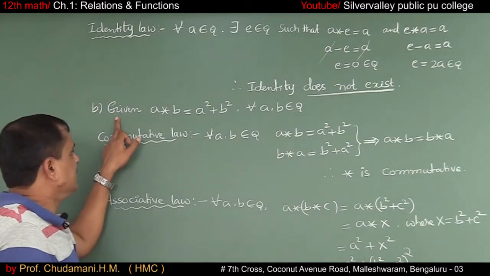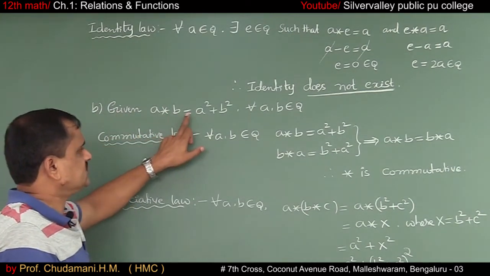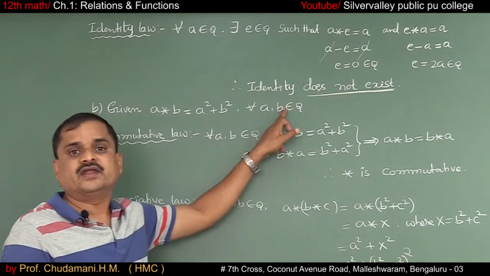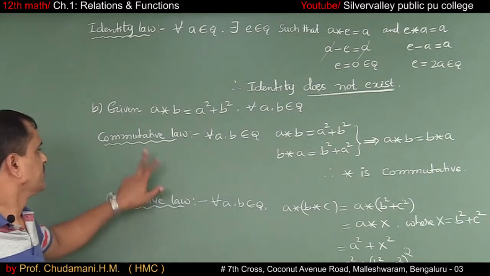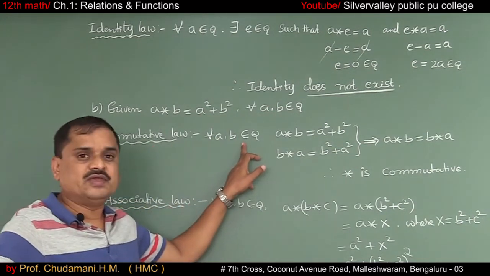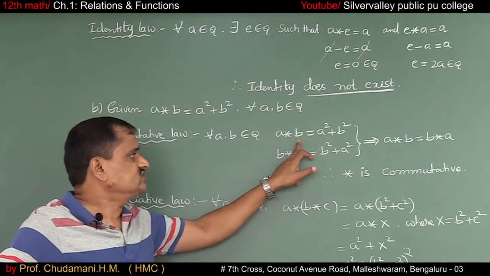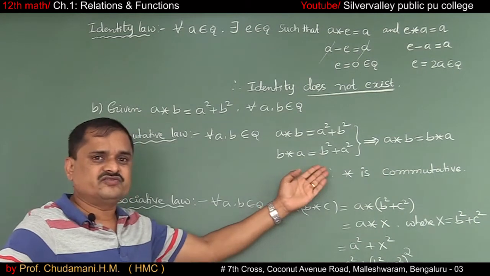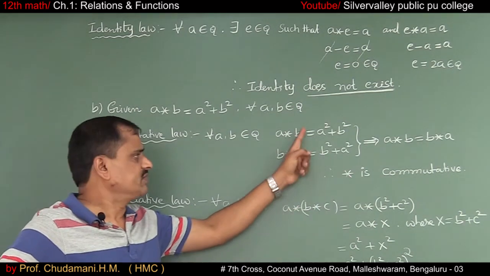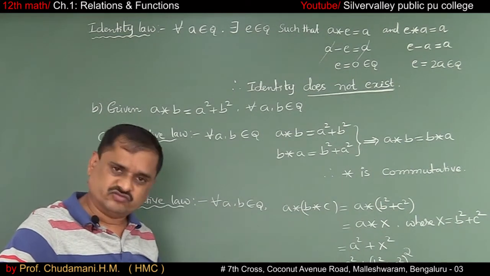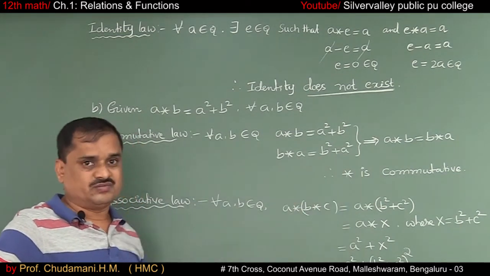Next, number B, given A star B is equal to A square plus B square for all A and B belongs to Q. Let us verify commutative law. For all A, B belongs to Q, A star B equals A square plus B square. B star A is B square plus A square. From these two, A star B is equal to B star A. Therefore, star is commutative.